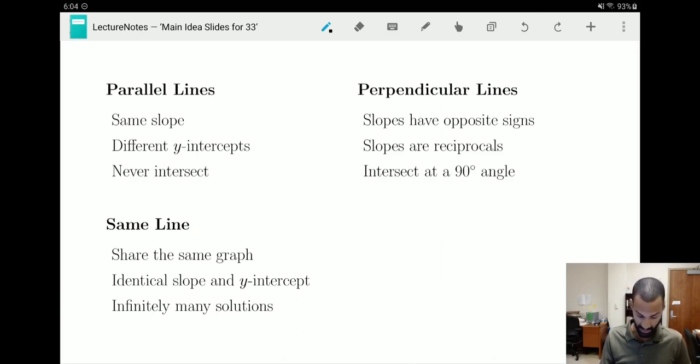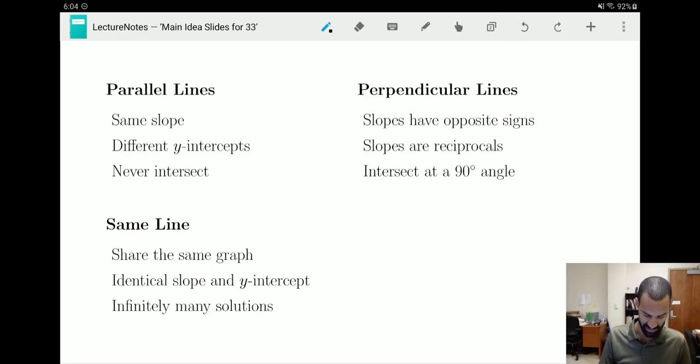And again, in summary, here are all our special cases. Most systems of equations will not be one of these three. These are just three special cases. Either you have parallel lines, that means they have the same slope but different y-intercepts. They never intersect each other. There's no solution if you're trying to solve it. Perpendicular lines have slopes with opposite signs, and the slopes are reciprocals. They have a solution. They just happen to intersect at a 90-degree angle.